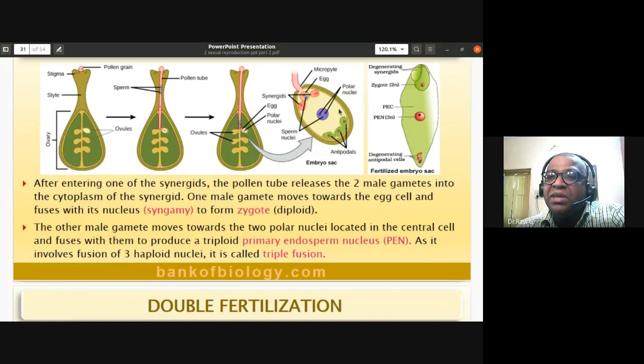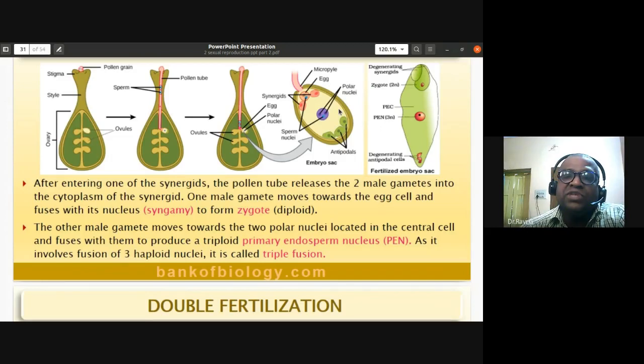Another sperm cell, which is rich in mitochondria, fuses with the secondary nucleus in the central cell and forms the future endosperm. Since there are three fusions, two polar nuclei fuse as well as a sperm cell. So three fusions are there. We call this fusion of the sperm cell with the secondary nucleus triple fusion. So you can remember a formula: double fertilization equals syngamy plus triple fusion.